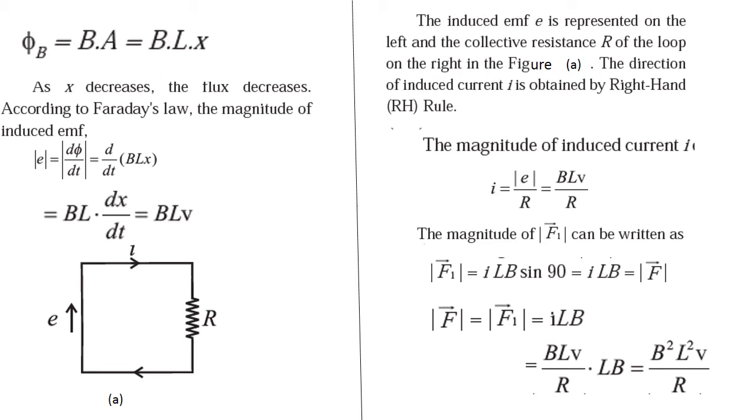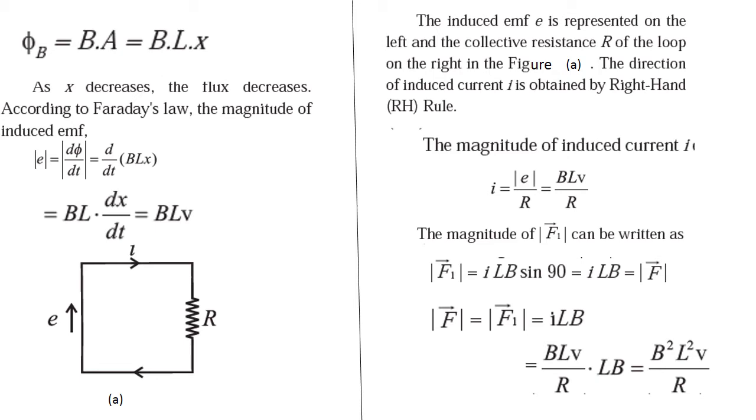Therefore, according to Faraday's laws, the magnitude of EMF generated, mod of E, is equal to mod of d phi by dt. And if you substitute the value of phi and take the first derivative with respect to time, we get the induced EMF equal to B L V. The above figure, figure 1, can be thought of as equivalent to a circuit with the total resistance of the coil equal to R and the current I flowing through the resistor, and the induced EMF is E.